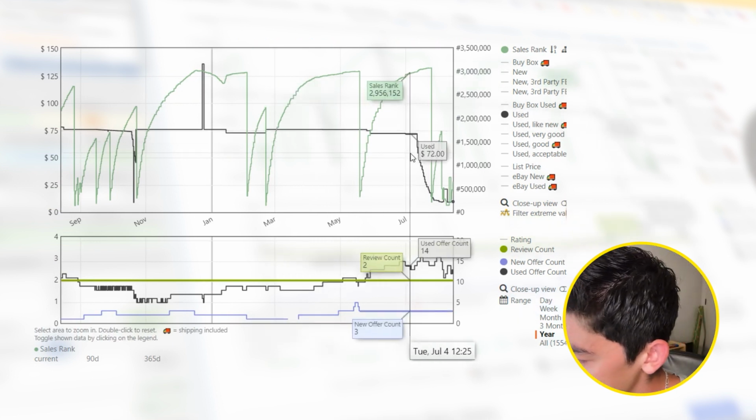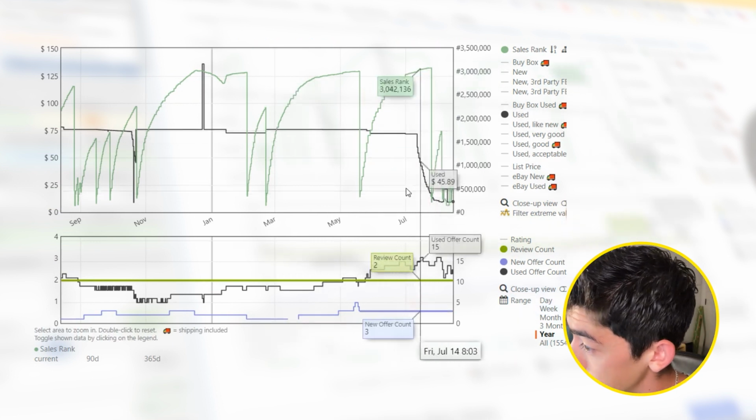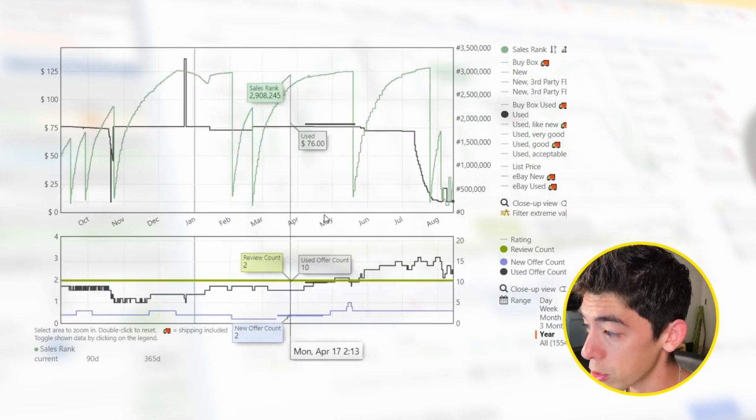Now, what's interesting is you can see that the price of this book did all of a sudden come down really, really cheaply. And you can see there's been quite a few more sales rank drops. It's becoming a little bit more popular, probably because an expensive book has all of a sudden become way cheaper than it normally is.